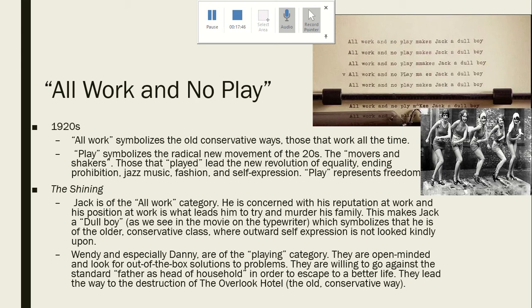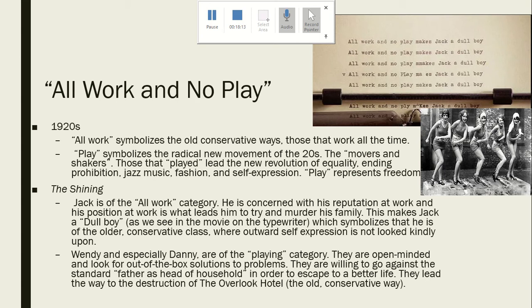Wendy and Danny, as I mentioned above, are of the playing category. In the 1920s, this would symbolize the flappers, the leaders and supporters of the change happening. They are more open-minded than Jack, and they look for out-of-the-box solutions to problems. They're willing to fight against Jack and the patriarchy view in order to gain a better life for themselves, which leads to the destruction of Jack and the hotel in the end, symbolizing the death of the old 1920s patriarchal conservative view.